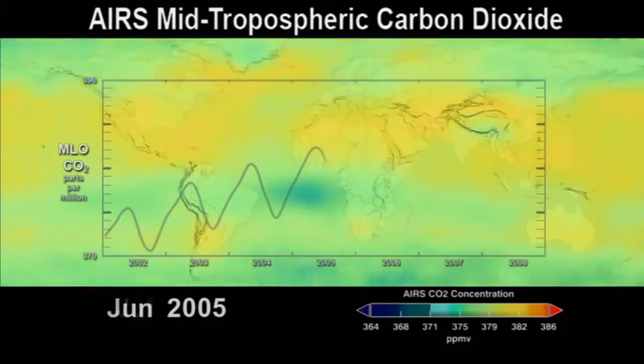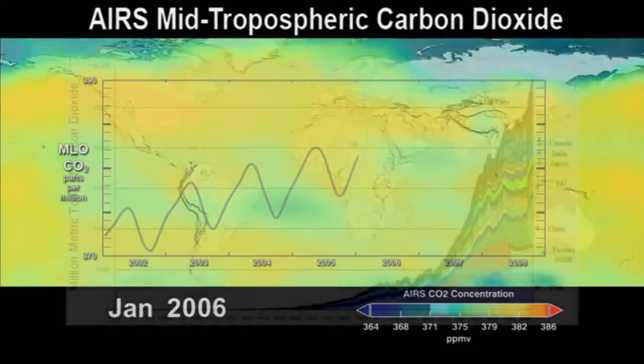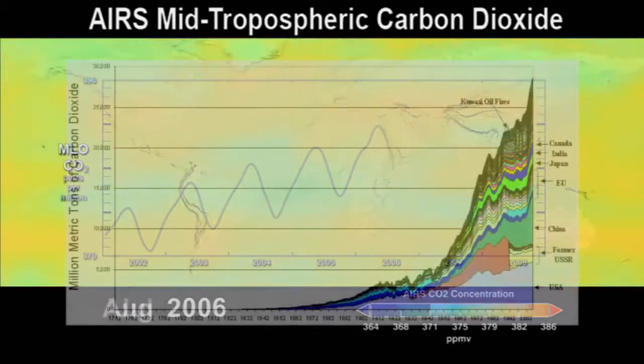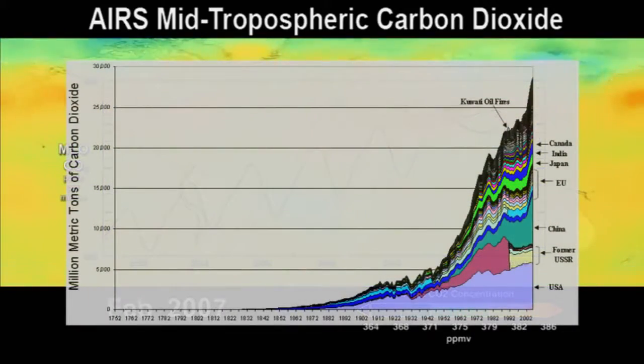In addition to direct measurements of atmospheric CO2 concentrations, there are detailed records of how much coal, oil, and natural gas is burned each year.